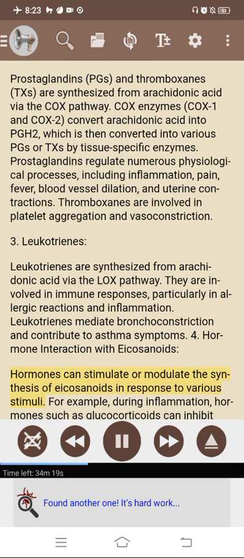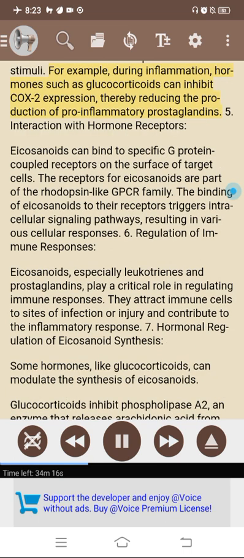Hormones can stimulate or modulate the synthesis of eicosanoids in response to various stimuli. For example, during inflammation, hormones such as glucocorticoids can inhibit COX2 expression, thereby reducing the production of pro-inflammatory prostaglandins.